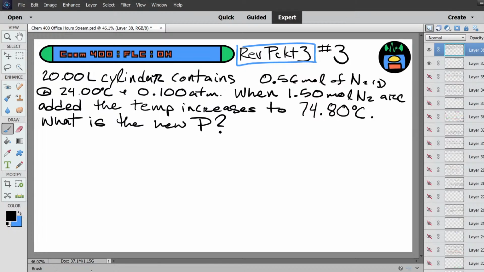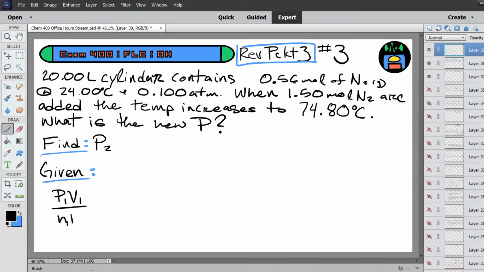All right. So with this problem, whenever I see initial and final conditions, I always think of the combined gas law, right? And here we're trying to find P2, the new pressure. We're always given equations: P1, V1 over N1, T1 equals P2, V2 over N2, T2. And we are after P2. Let's look at what else we're given.